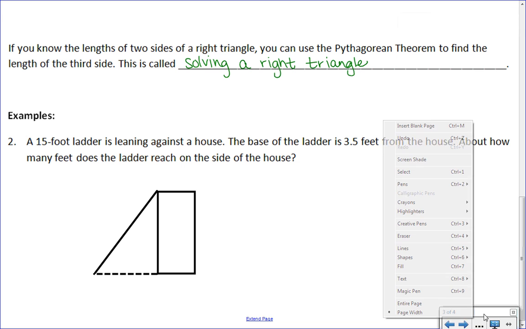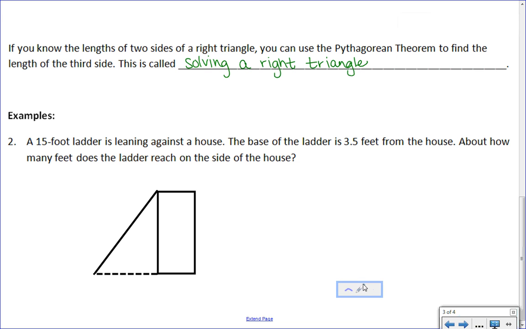So now let's fill in the information that we know from the problem. It says a 15-foot ladder. Well, that's the height of the ladder. So if this is the ladder, when it's leaning up against the house, here's the bottom, here's the top. This whole side is 15 feet. The base of the ladder, that's the bottom, is 3.5 feet from the house. So this distance here from the base of the ladder to the house is 3.5 feet.